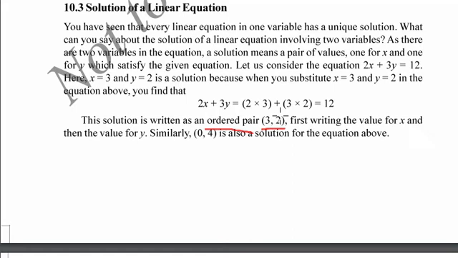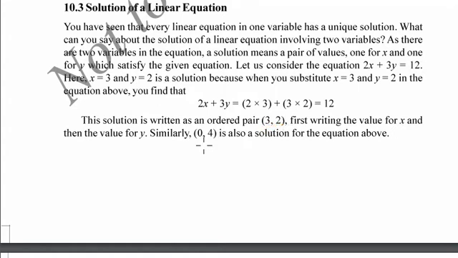The order of numbers becomes significant here. It is important. We cannot write 3 comma 2 as 2 comma 3. If we write 3 comma 2 as 2 comma 3, the value of x becomes 2 and the value of y becomes 3. When we substitute these values in the given equation, we will get some other value. 2 times 2 is equal to 4, 3 times 3 is equal to 9, 4 plus 9 is equal to 13. So this is not a solution. While writing the solution, even the order matters. So this is one of the solutions. There exists more than one solution for a linear equation involving two variables.